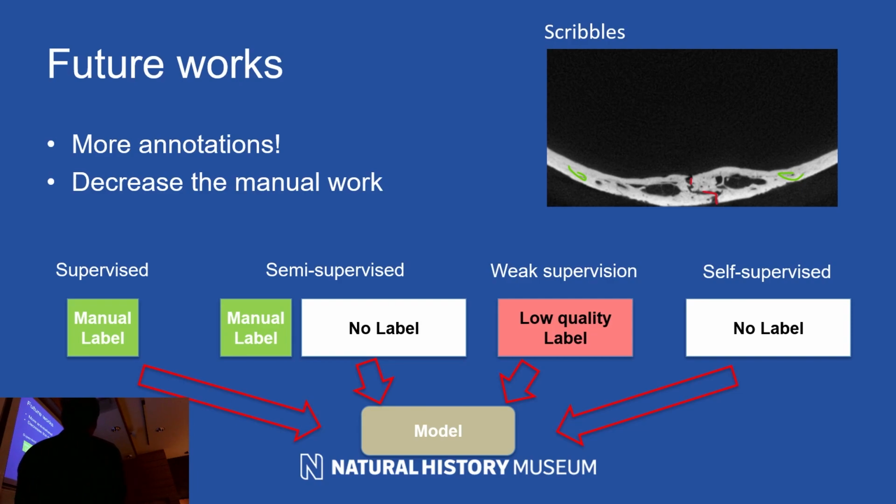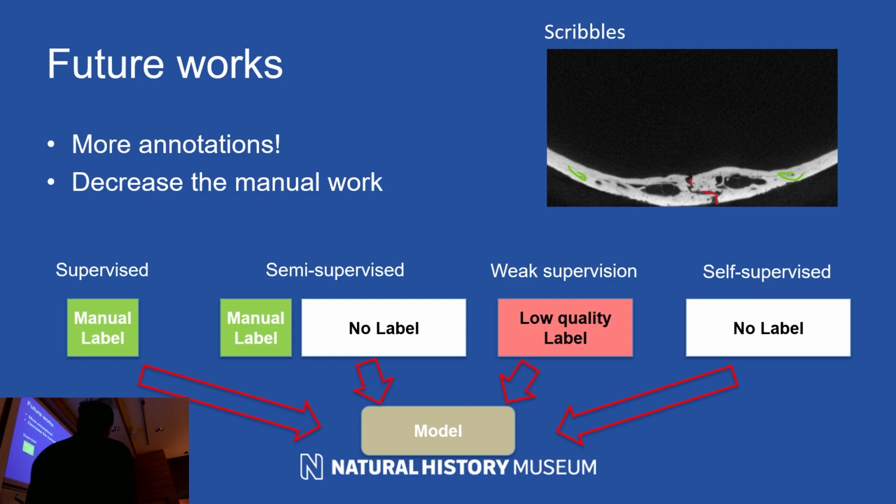Or another way for semi-supervised is you use the manual labels to train the model, and then use this model to predict some of the non-labeled slices, and then add this part into the model. But you need to be really careful because it might increase the bias and make it worse and worse. So you need to look at the data and the prediction really carefully.